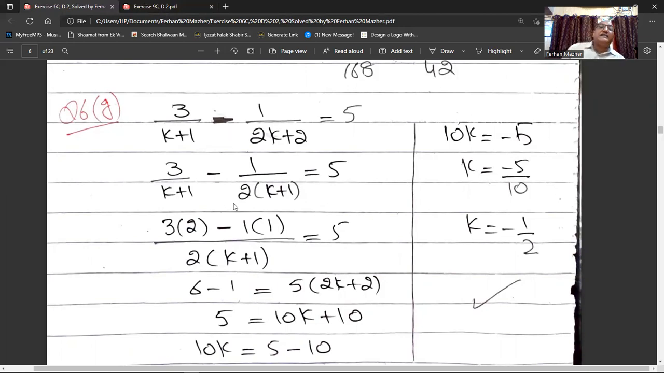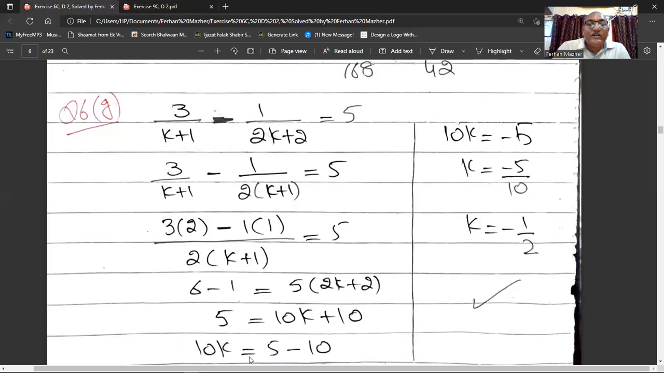Now I will take the LCM. The LCM will be 2 bracket k plus 1. Once you have done this, it will become 6, this will become minus 1, and this 2 into k plus 1 bracket close will go to the other side. So it will be 5 bracket 2k plus 2. It will be 6 minus 1, that's 5. This will be 10k plus 10.